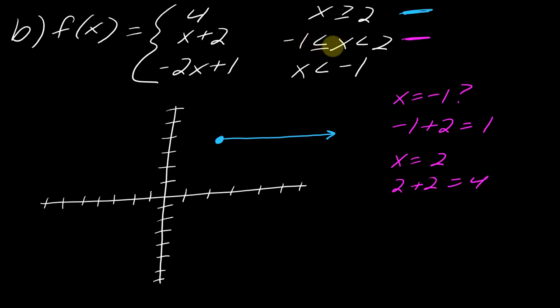Now there is a difference though. At -1, notice you have the less than or equal to, so -1 is going to get a closed dot, while the other point, at 2, this is a less than sign, so this is going to get an open dot. Okay, so I'm going to plot both of these points. So I have the point (2, 4), so I'm going to go ahead and put an open dot right here. And then I have the other point, so let's see, (-1, 1) right here, and that's a closed dot.